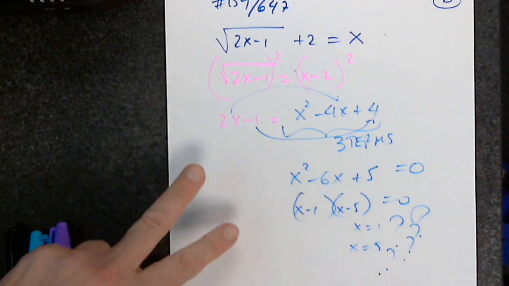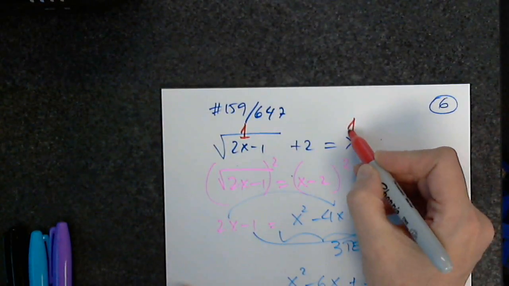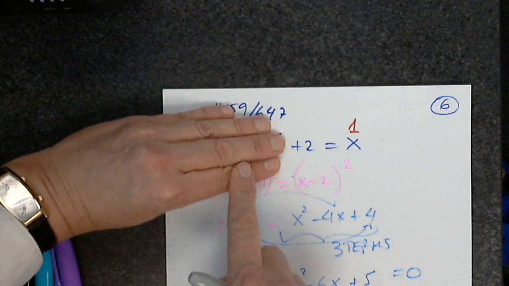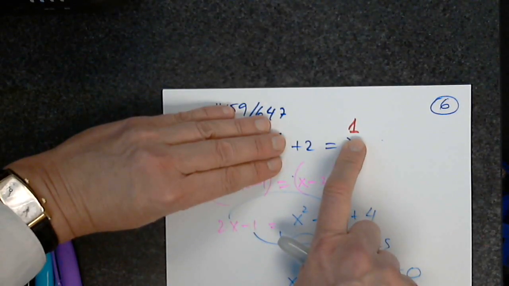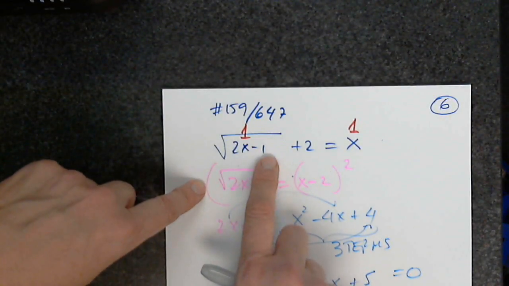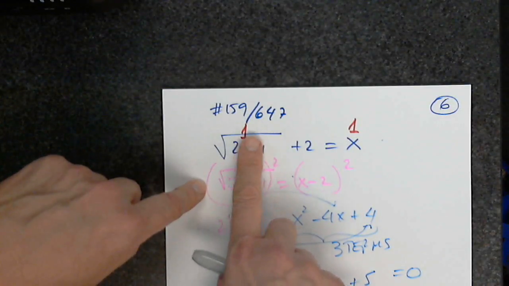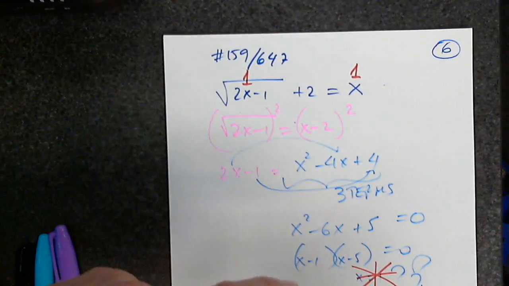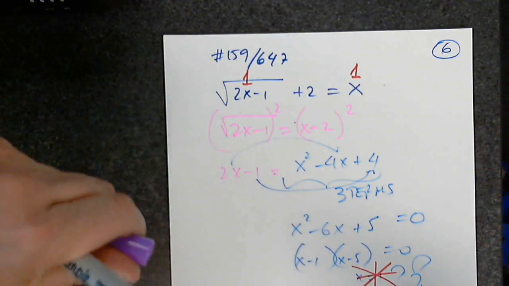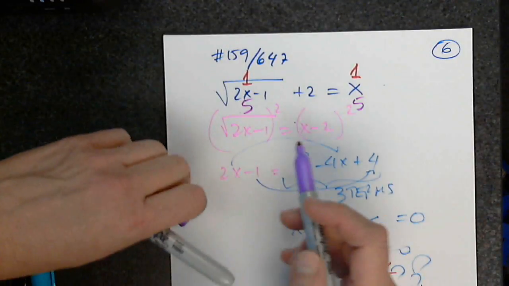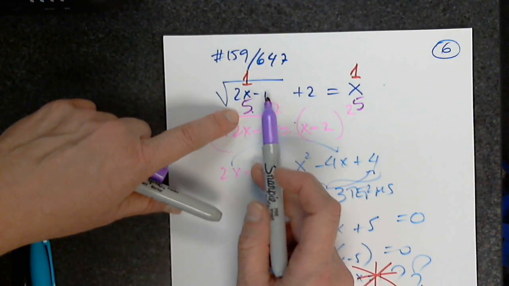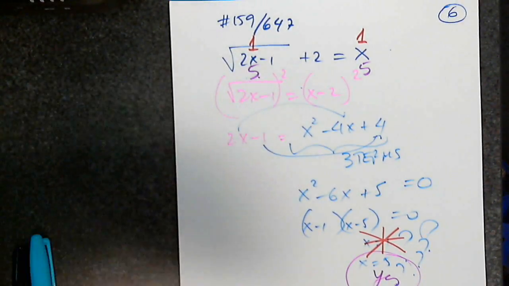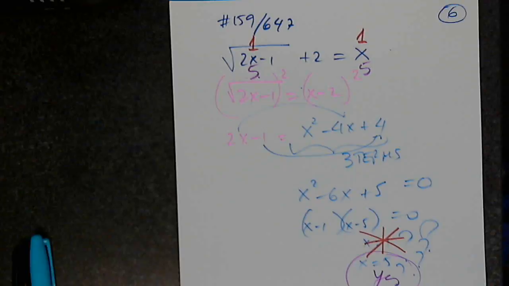So, I'm checking 1. I know 1 is not going to work, because the square root is always a positive number. A positive number plus 2 can never equal 1. So 2 times 1 is 2, 2 minus 1 is 1, the square root of 1 is 1, 1 plus 2 is not 1. So I will say absolutely not. Now I'm going to check 5. When I check 5, 2 times 5 is 10, 10 minus 1 is 9, the square root of 9 is 3, 3 plus 2 is 5, and I will say yes, only to x equals 5. Very good.